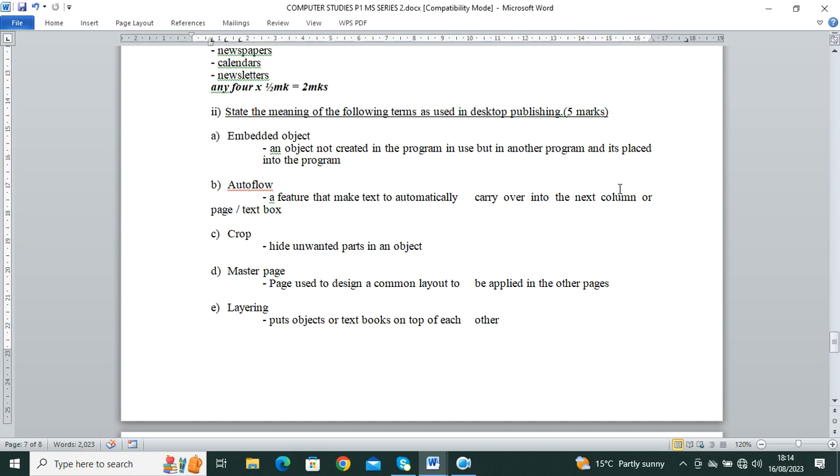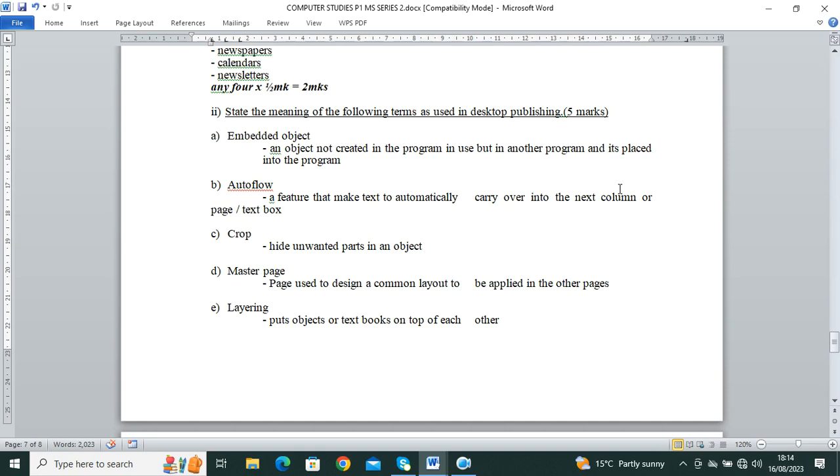Then you have master page. When I want to place something that should be displayed in all other pages, for example, if I have 64 pages and I want the school logo to appear in the 64 pages, you place the logo in the master page. So what's the master page? Master page is used to design a common layout to be applied in all other pages. Simple and clear.